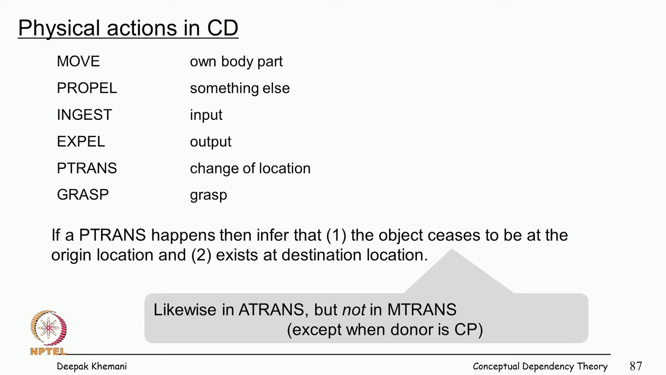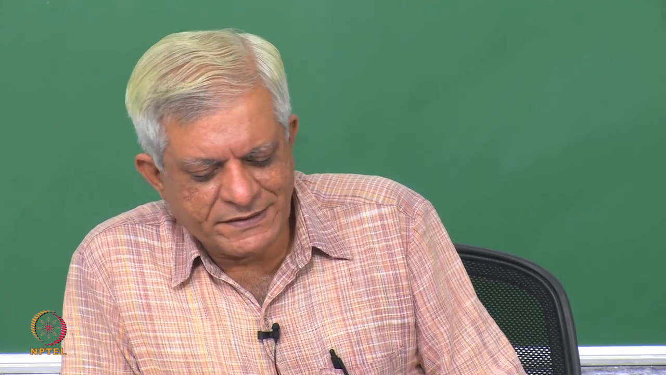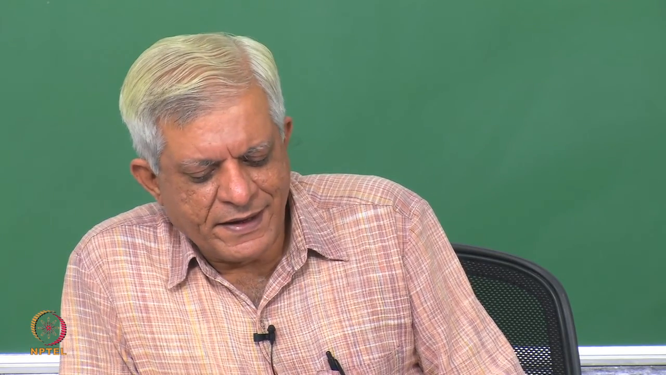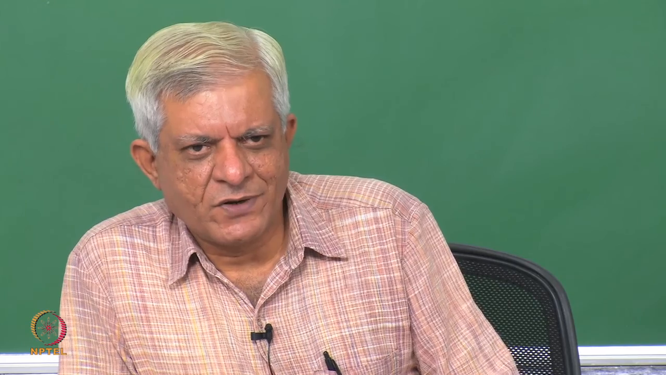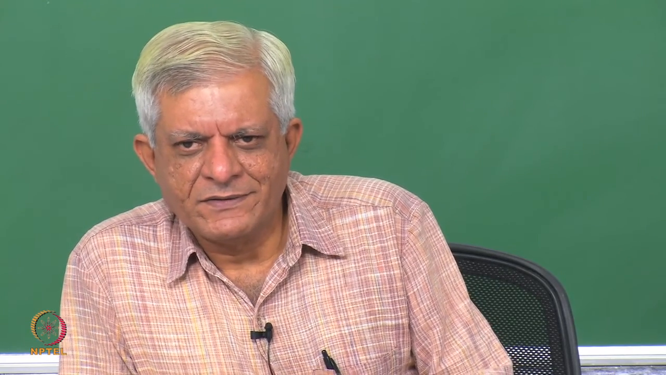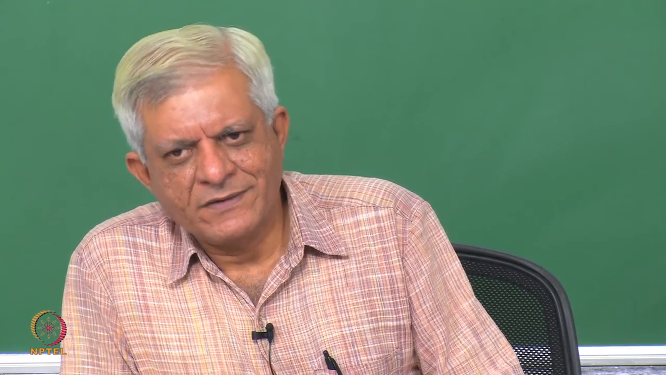So, the physical actions that we are talking about in conceptual dependency are move, own body part, propel, something else, ingest, expel, p-trans and grasp. These are physical actions. They will have their own set of inferences that you can make with physical actions, because they are talking about physical things essentially. So, if p-trans happens, for example, you can infer that the object ceases to be at the origin location and exists at the destination location. So, John went to the canteen, then John is no longer here and also John is in the canteen essentially.